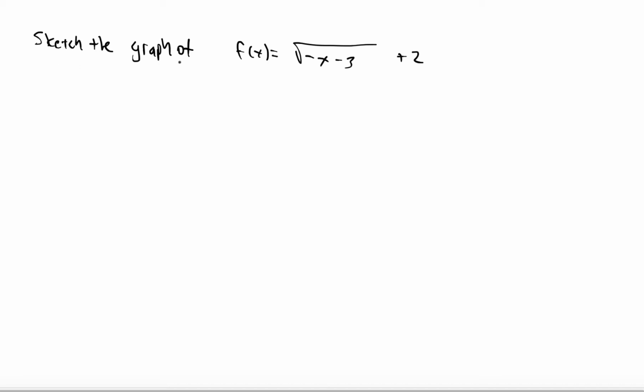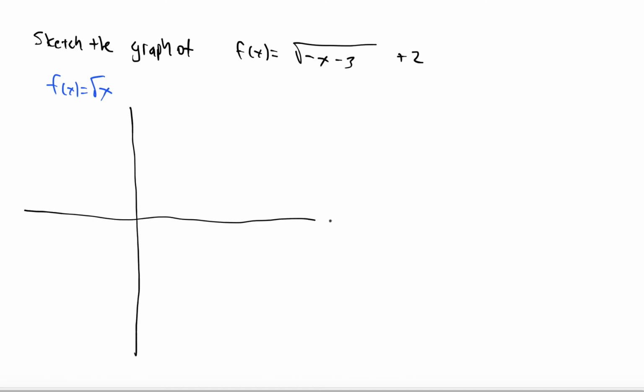Sketch the graph of f of x equals radical of negative x minus 3, plus 2. Okay, so what are the things that we notice about this particular function? First of all, there's a radical. So this is based on the so-called radical function, radical x. We should know what that graph looks like. So just radical x by itself. What is that the graph of?